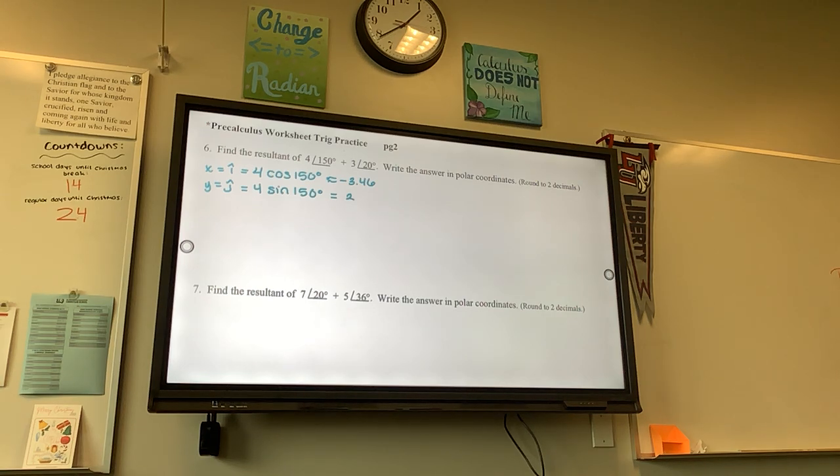Okay. And I'm going to go ahead to the other one as well, and then we'll write the answers from this. We're going to have the X on this one be 3 cos 20, and then the Y being 3 sine 20. Like so.